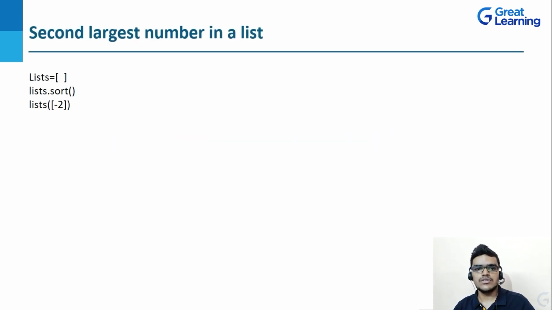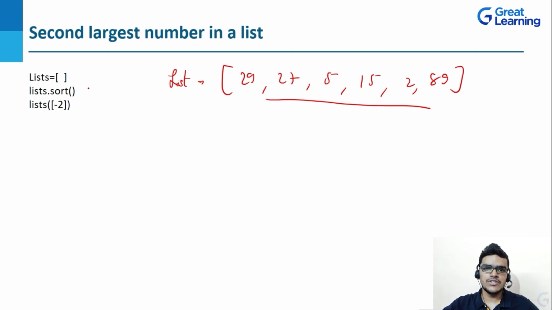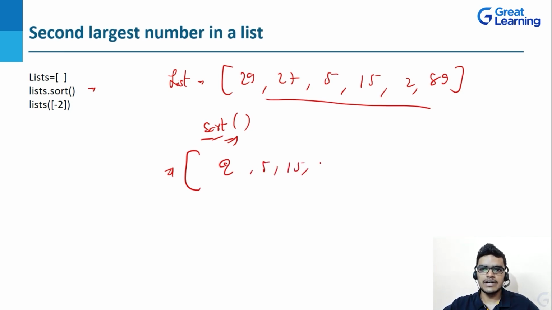So the next program that we are having is how to find a second largest number in a list. So for this, our logic is simple. Suppose that I'm having a list, and in this list I'm having integer data type. Let's suppose I will write here 29, 27, 5, 15, 2, and then 89. So this is my normal list, right? And if I'm using sort function here, what will the sorting function do? It will sort this list. So I will get my new list starting from 2, 5, 15, 27, 29, and 89, right?